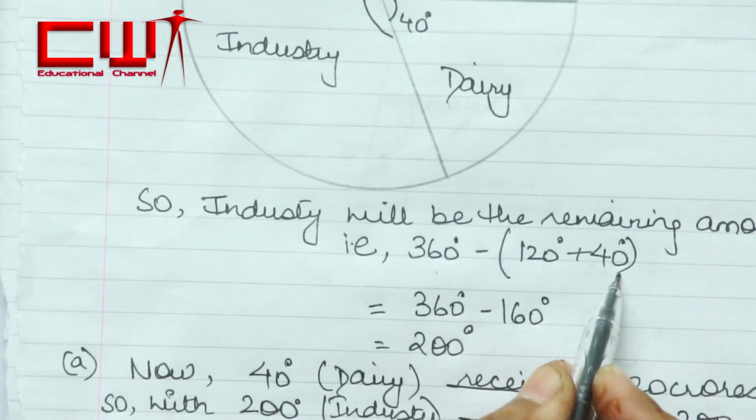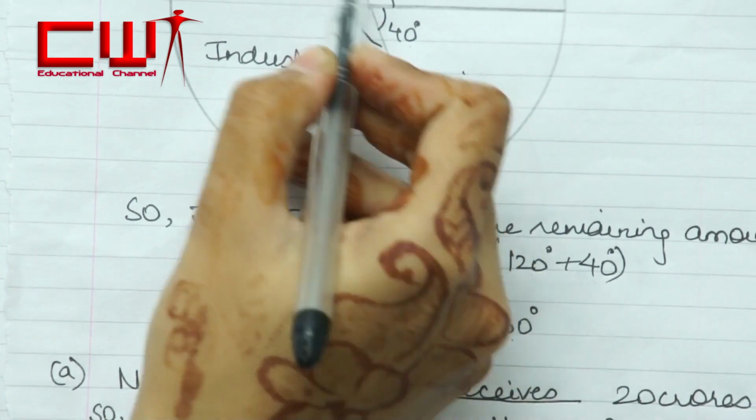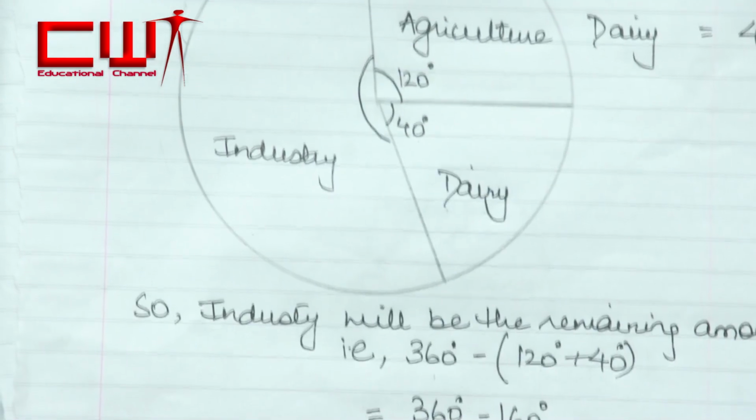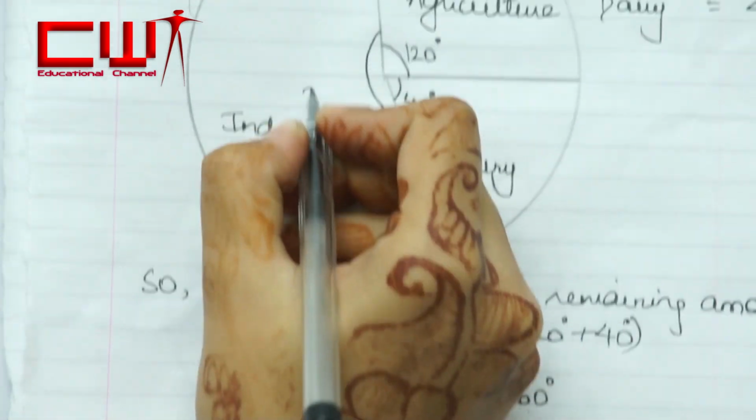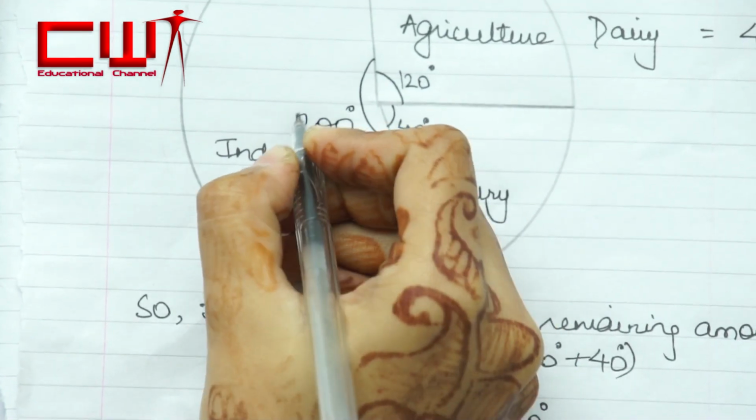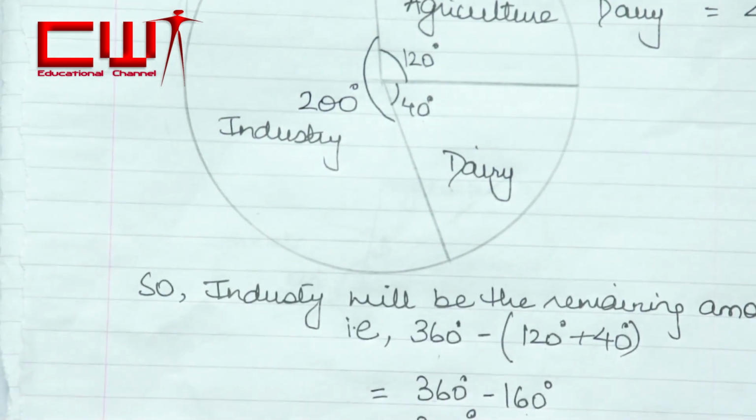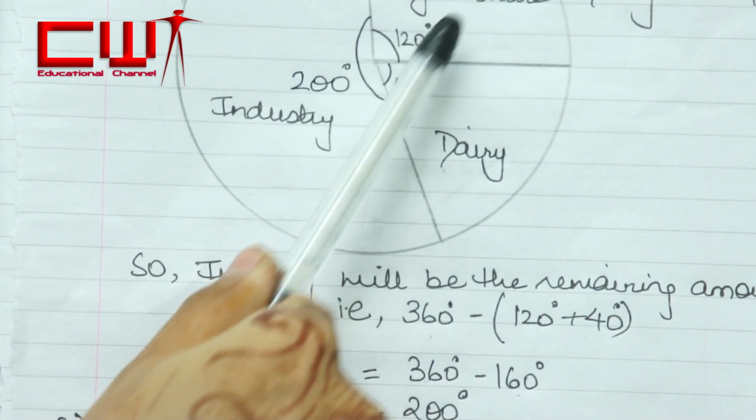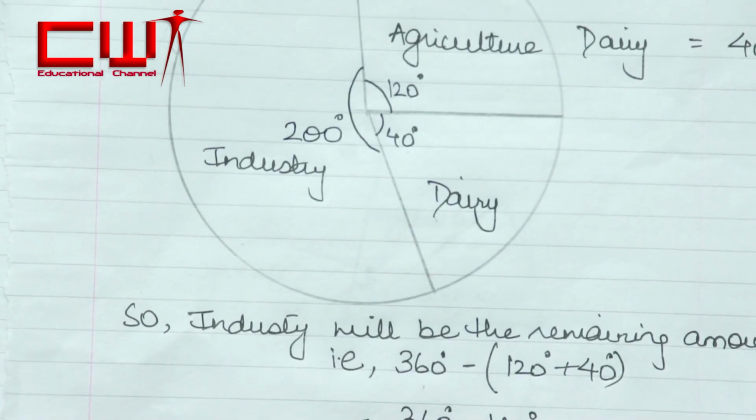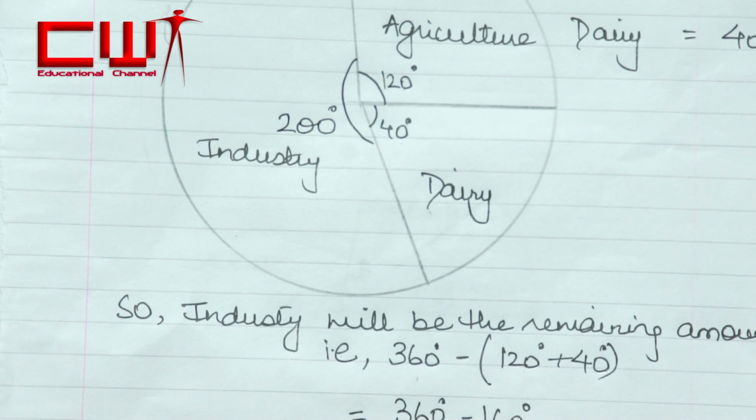This is 120 degrees, this is 40 degrees. That means 120 plus 40 is 160. The total we know is 360 degrees. So 360 degrees minus 160 degrees, industry is how much? 200 degrees. One thing is very clear: industry is 200 degrees, agriculture is 120 degrees, and dairy is 40 degrees. That is given to you.